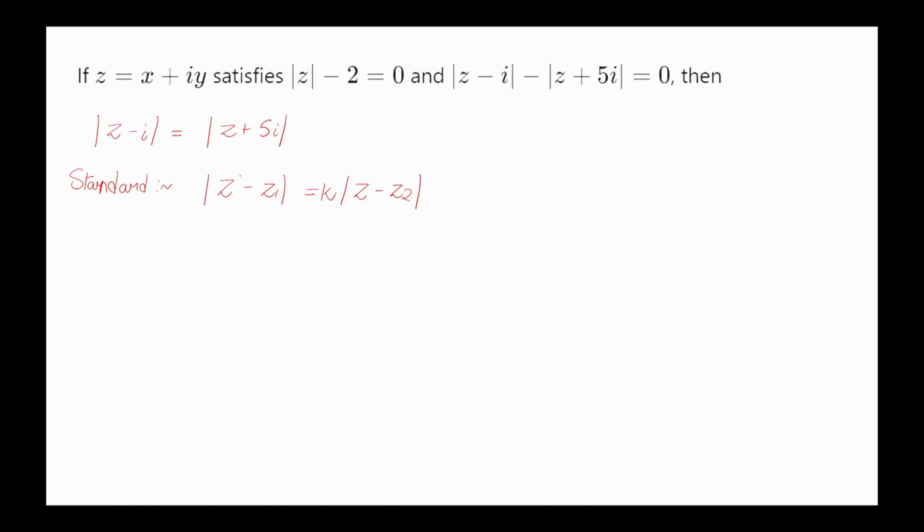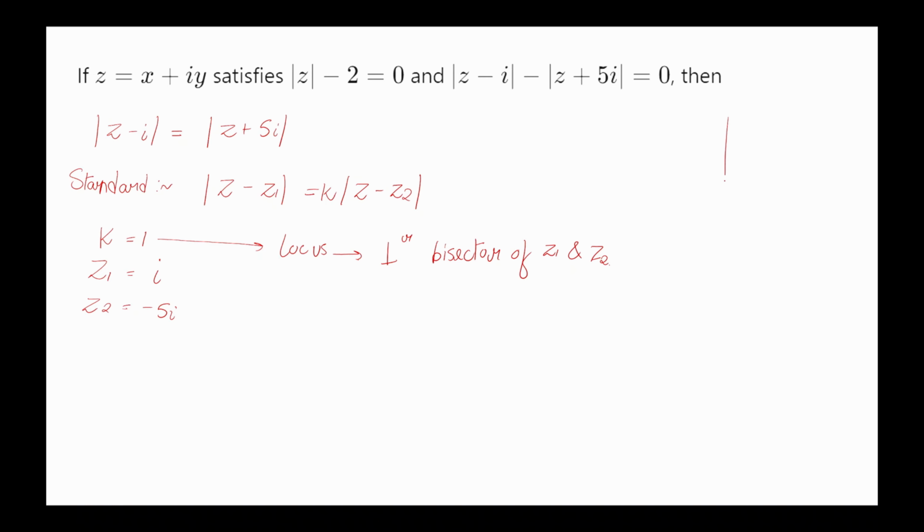So if I try to compare with this equation, what is my k? My k is 1, my z1 is iota, and my z2 is minus 5 iota. So my k is 1 here. That means, what is my locus going to be? I know that if k is equal to 1, that means my locus would be the perpendicular bisector of z1 and z2.